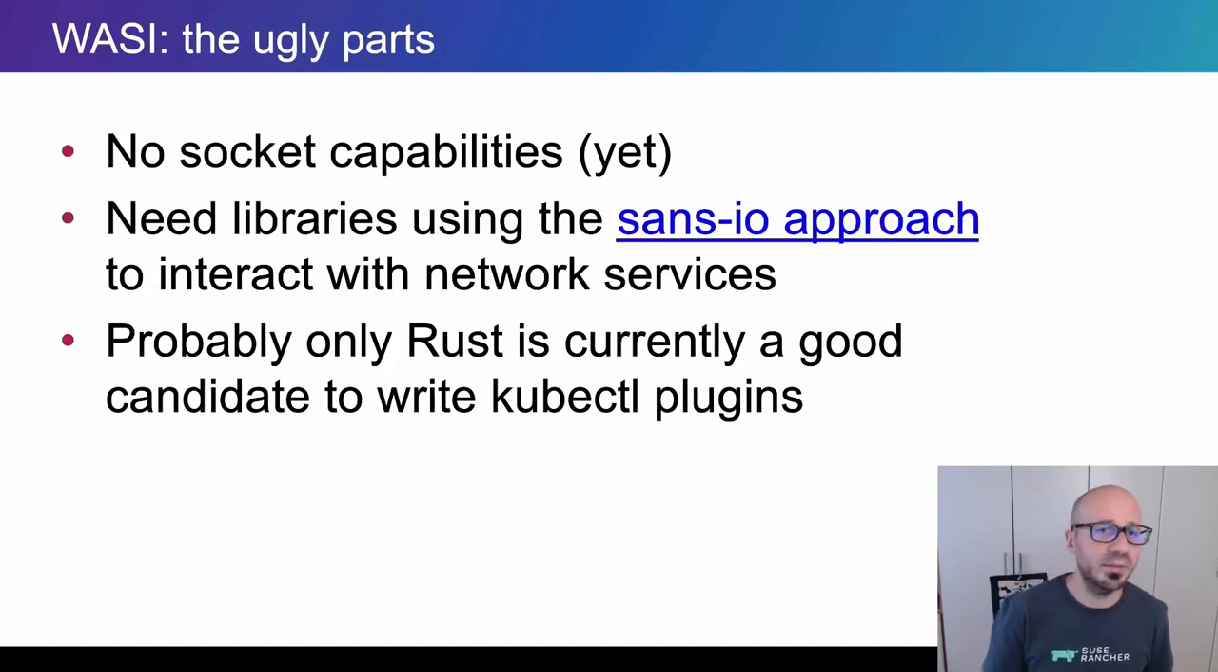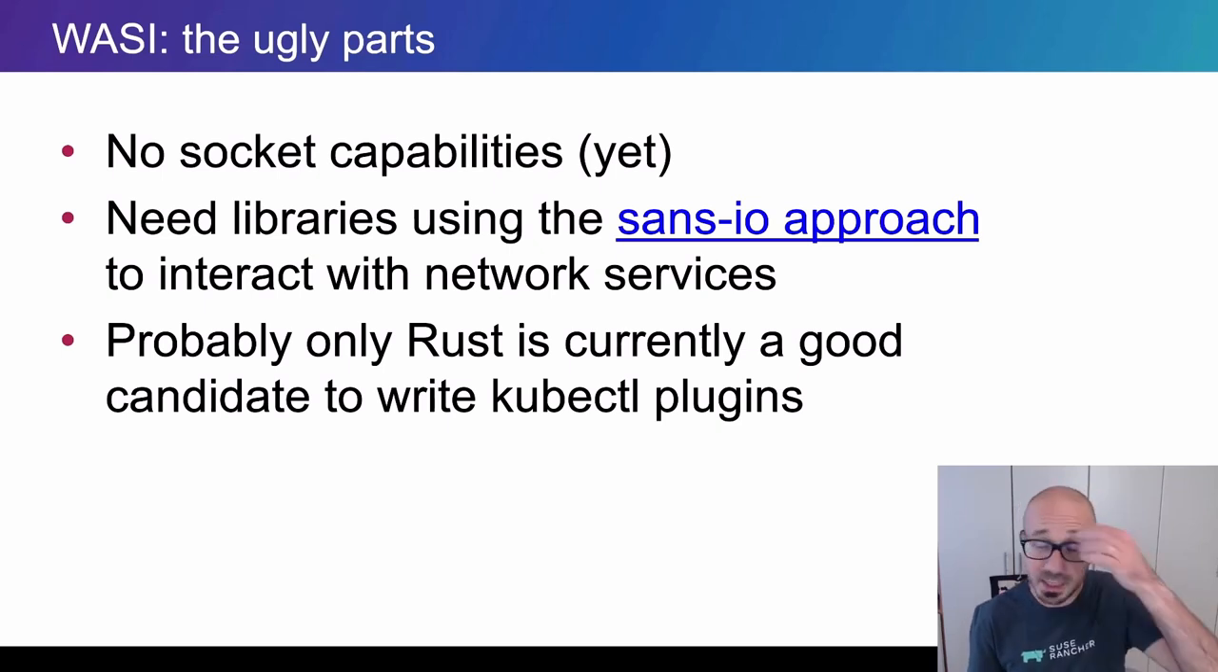There are, however, some downsides. The biggest issue is the lack of network capabilities of WebAssembly. So right now there is no socket capabilities inside of WebAssembly, inside of WASI. There is work being done as we speak, and this is going to change. In the meantime, it means that we have to find other ways to interact with the Kubernetes API server.